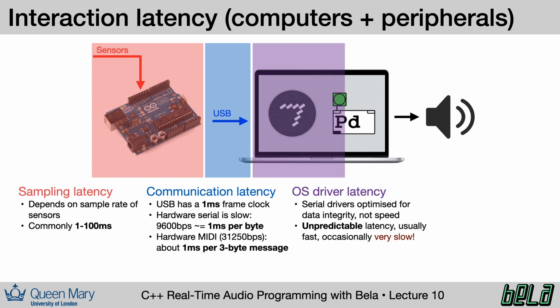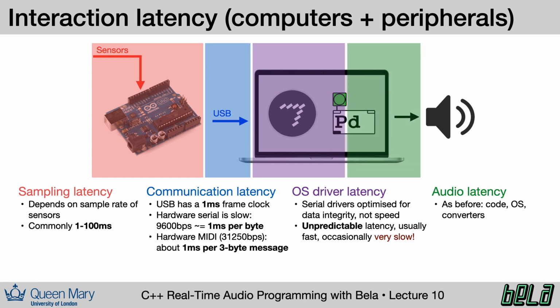But one of the biggest sources of latency, as before, is in the operating system itself. Typically speaking, USB serial drivers are not optimized for speed, they're optimized not to lose any data. What this means is that when we have data coming in over USB, we can't guarantee that our code will be called right away to deal with it, and we might end up with a highly variable and unpredictable amount of latency. Finally then, if we're generating sound, then we have at least half of the audio chain we saw in the previous slide.